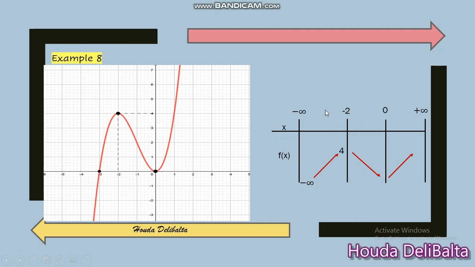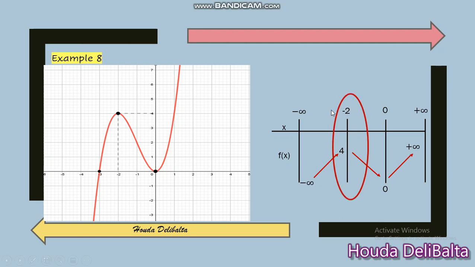So the ordinate of minus 2 is the maximum for this function, which is 4. Now the ordinate of 0 is the minimum for this function, which is 0. And as we go like this, the function is going up, and what's up? It is plus infinity. And here is the completed table. Now this 4 represents the maximum.